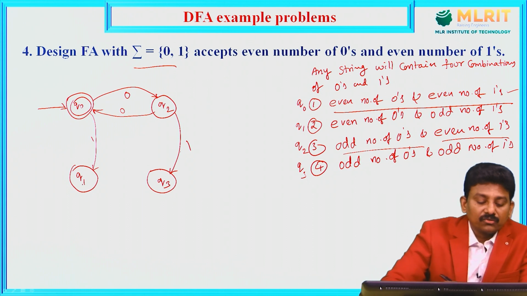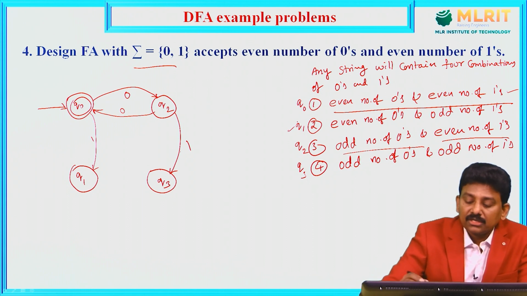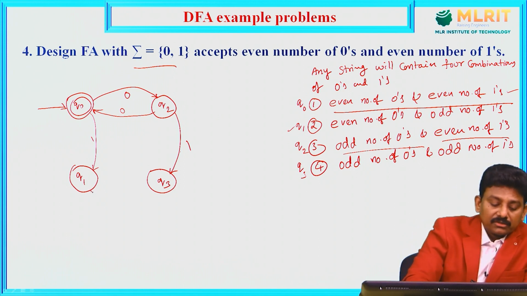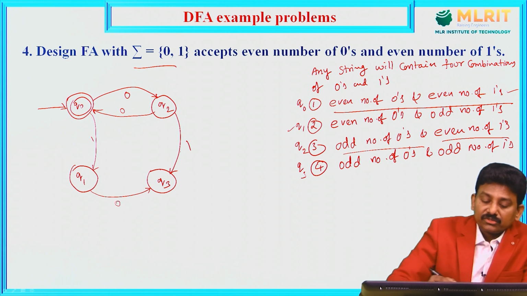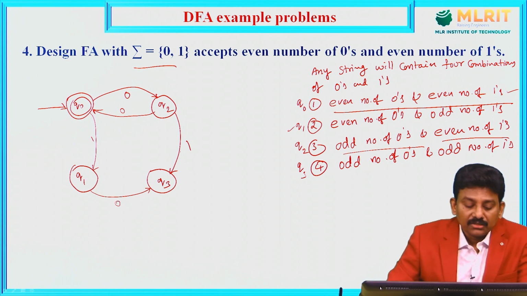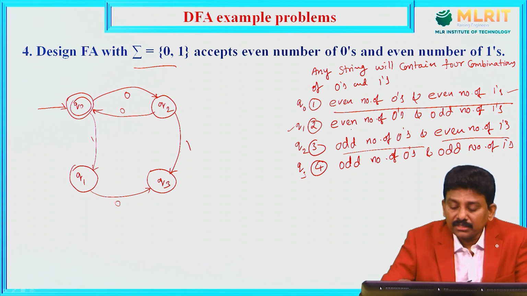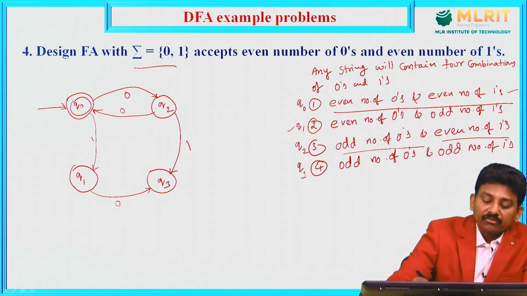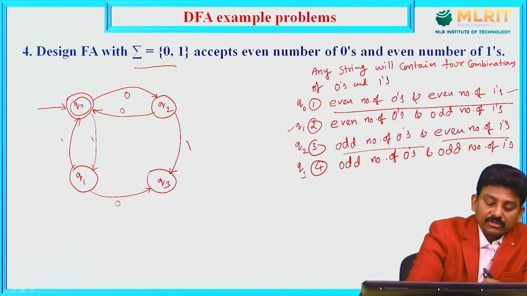Coming to Q1, you also need to define transitions for 0 and 1. Q1 is even number of zeros, odd number of ones. If you read 0, zeros become odd, and ones are already odd. So odd number of zeros, odd number of ones means Q3. In Q1, if you read 1, ones become even. So even number of zeros, even number of ones means Q0. I go to Q0 for 1.